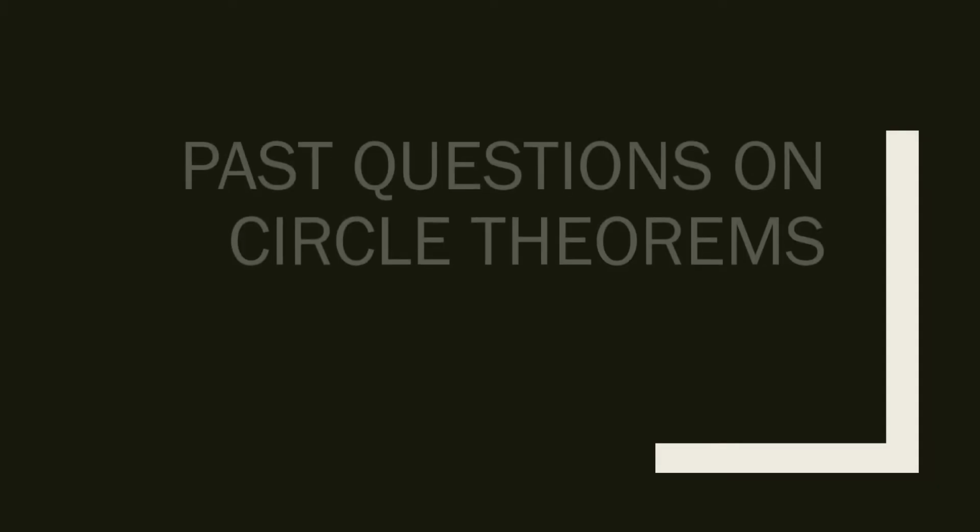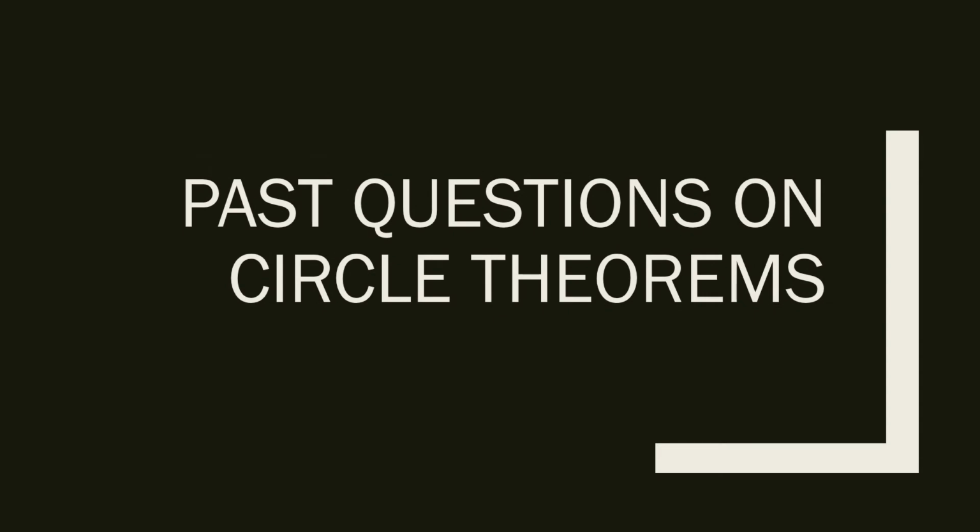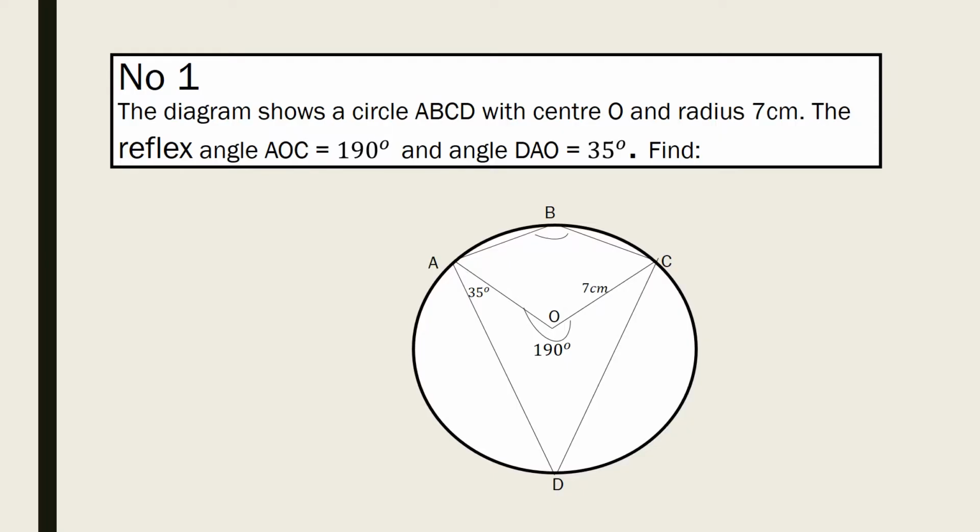Okay, this is a continuation of our circle theorems. I want us to look at some past questions on circle theorems. For number one, we have the diagram already there. We have a circle ABCD with center O. Let me use the pointer to show you. This is our circle, and circle ABCD has a center O. The radius is 7 cm.